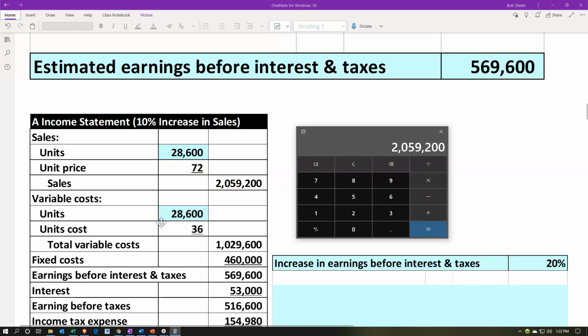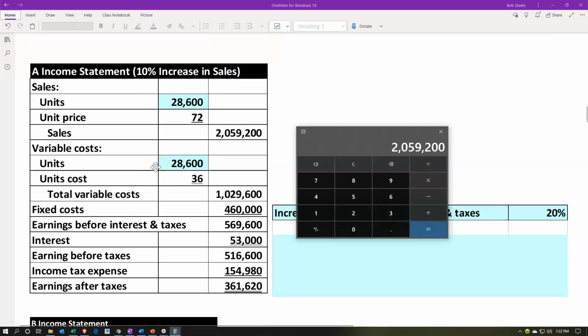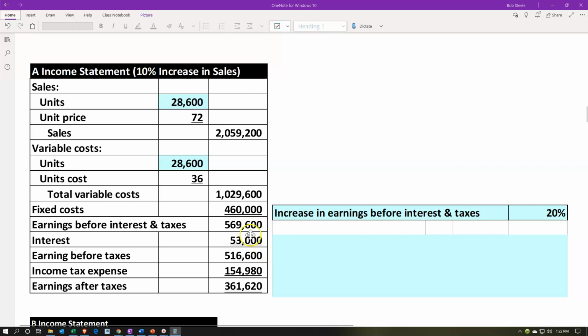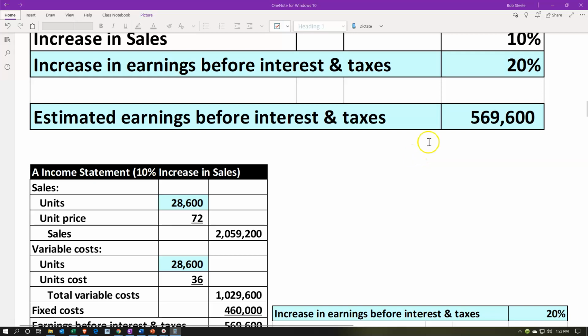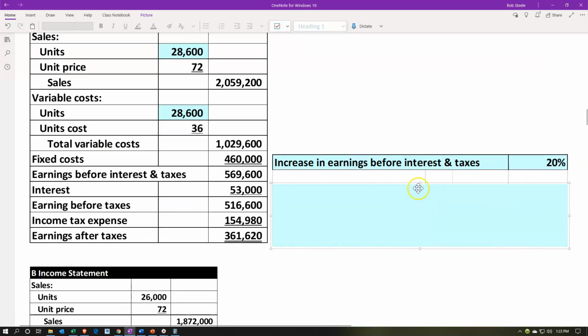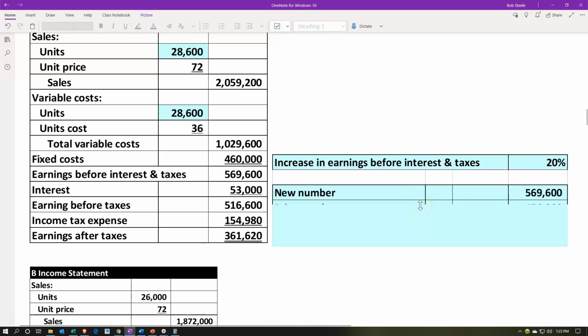The variable costs will change in relation. The increase in the units is now applied here times the unit cost, giving us the total variable costs. Then if we take the sales minus the variable costs, and the fixed costs having not changed here, we get the earnings before interest and taxes of 569.6. That 569.6 is the same 569.6 we calculated here. So that's a nice quick way for us to see the bottom line number using this.